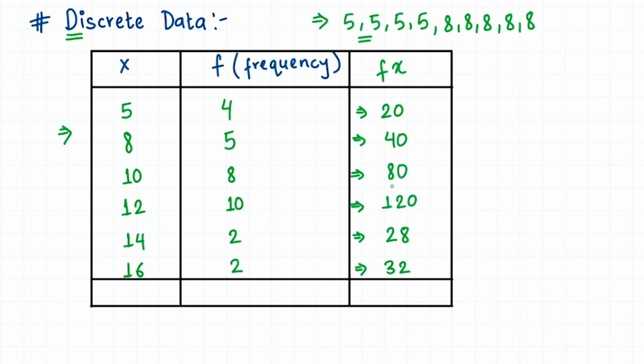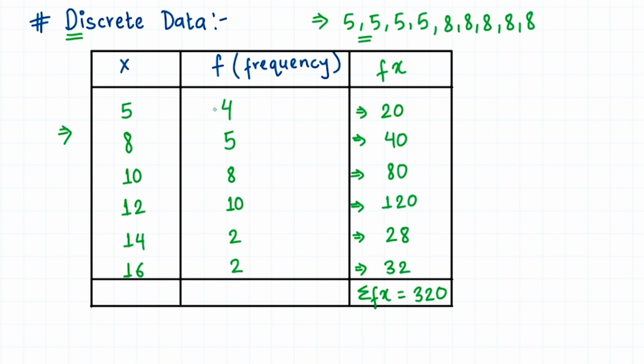Now, if we add all this data from this column, then we are going to get summation fx, right? So it's a sum of all the fx, which is going to give us the sum of all our data, okay? So when we add all these numbers, we are going to get our summation fx, which is the sum of all our data, okay? So when we add all these numbers, we are going to get 320, okay?